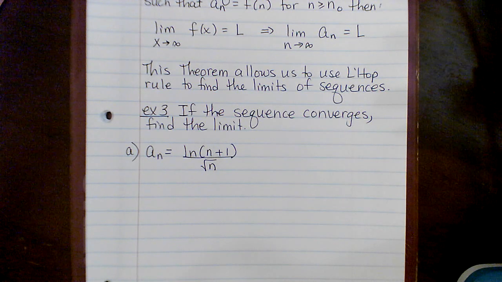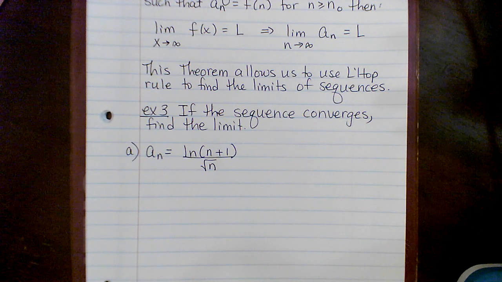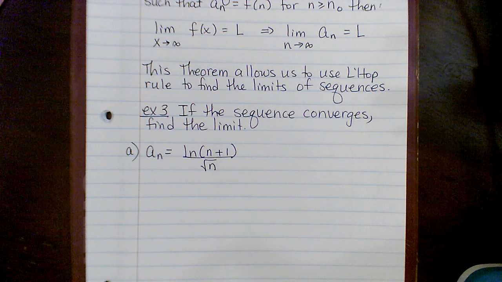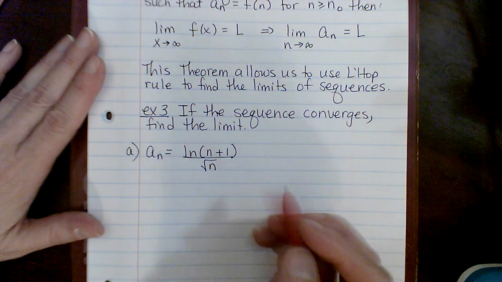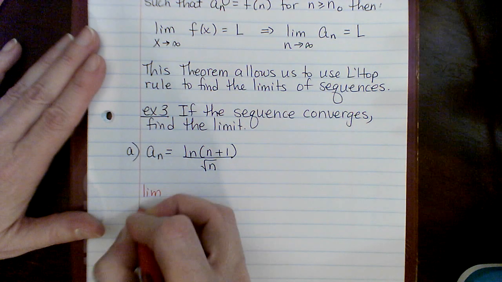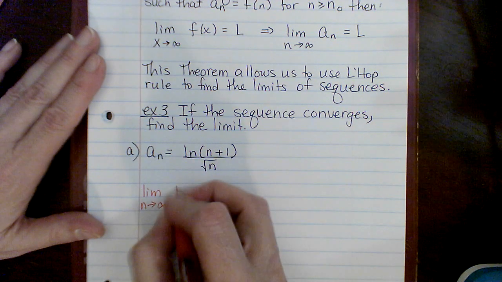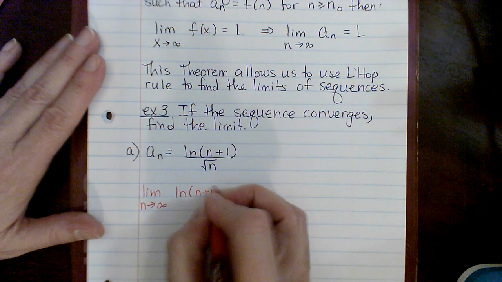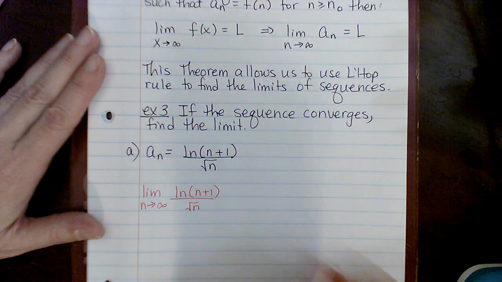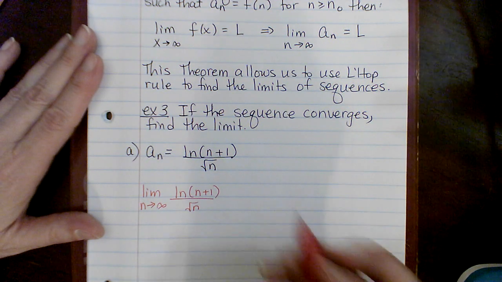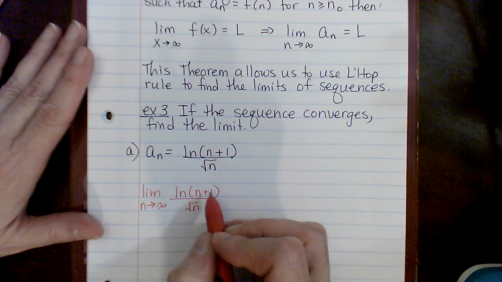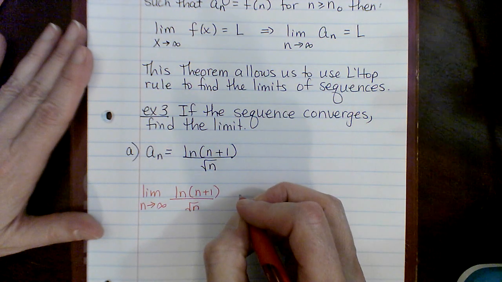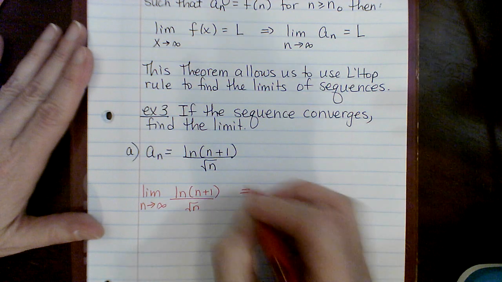So let's look at example 3. If the sequence converges, let's find the limit. So what I'm looking for is the limit as n goes to infinity of the natural log of n plus 1 over the square root of n. If you think about direct substitution, we get infinity over infinity. So this has infinity over infinity form, and I'm going to use L'Hopital.